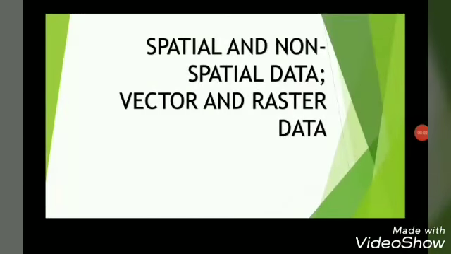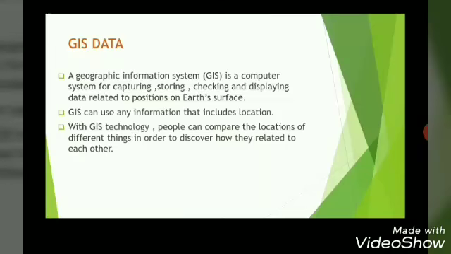Welcome to all. Our topic is types of GIS data, that is spatial and non-spatial, vector and raster data. Before going to that, we should know about GIS.